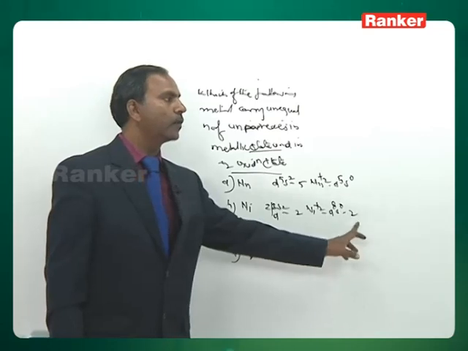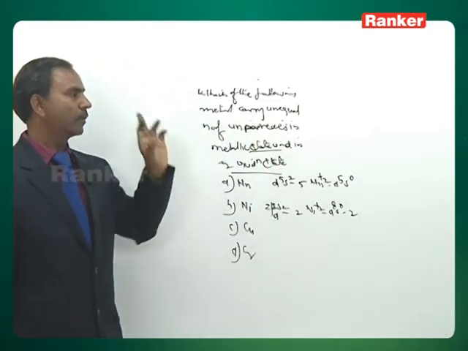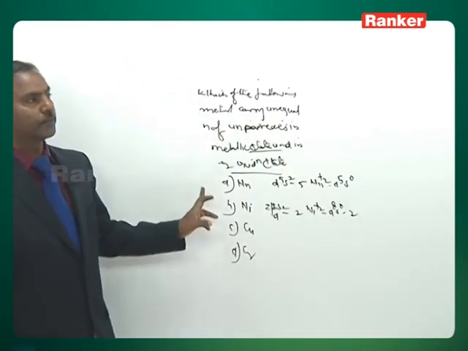There should not be an equal number. There should be an unequal number of unpaired electrons. So option A is not the answer. B is not the answer.